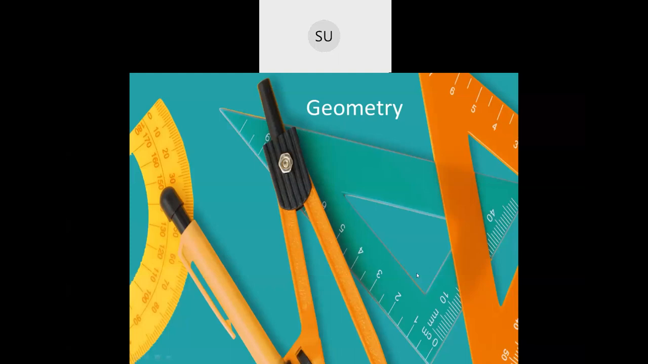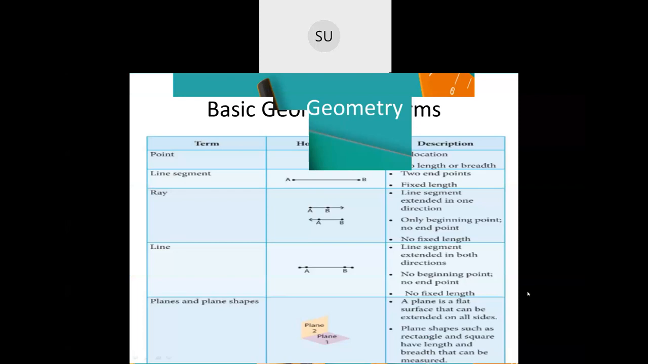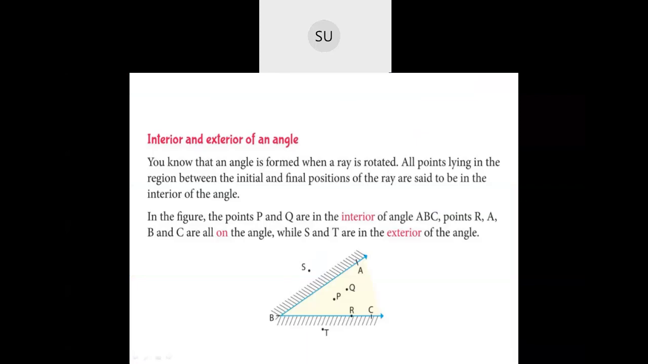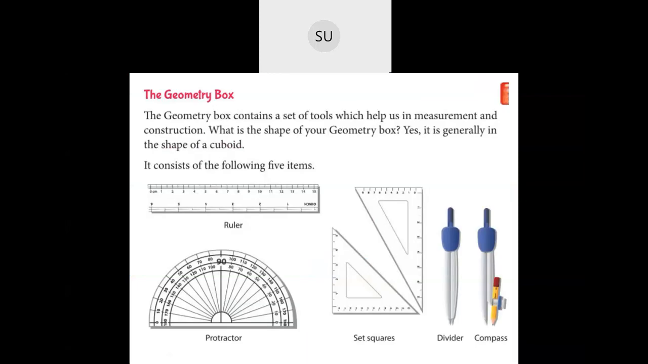So in the last class we were doing the chapter geometry, right? And we saw how to do measurement of length and also how to draw a straight line, correct? So we did length of line segment and how to draw a line segment. Also we saw different parts of a geometry box. So what all does a geometry box have?